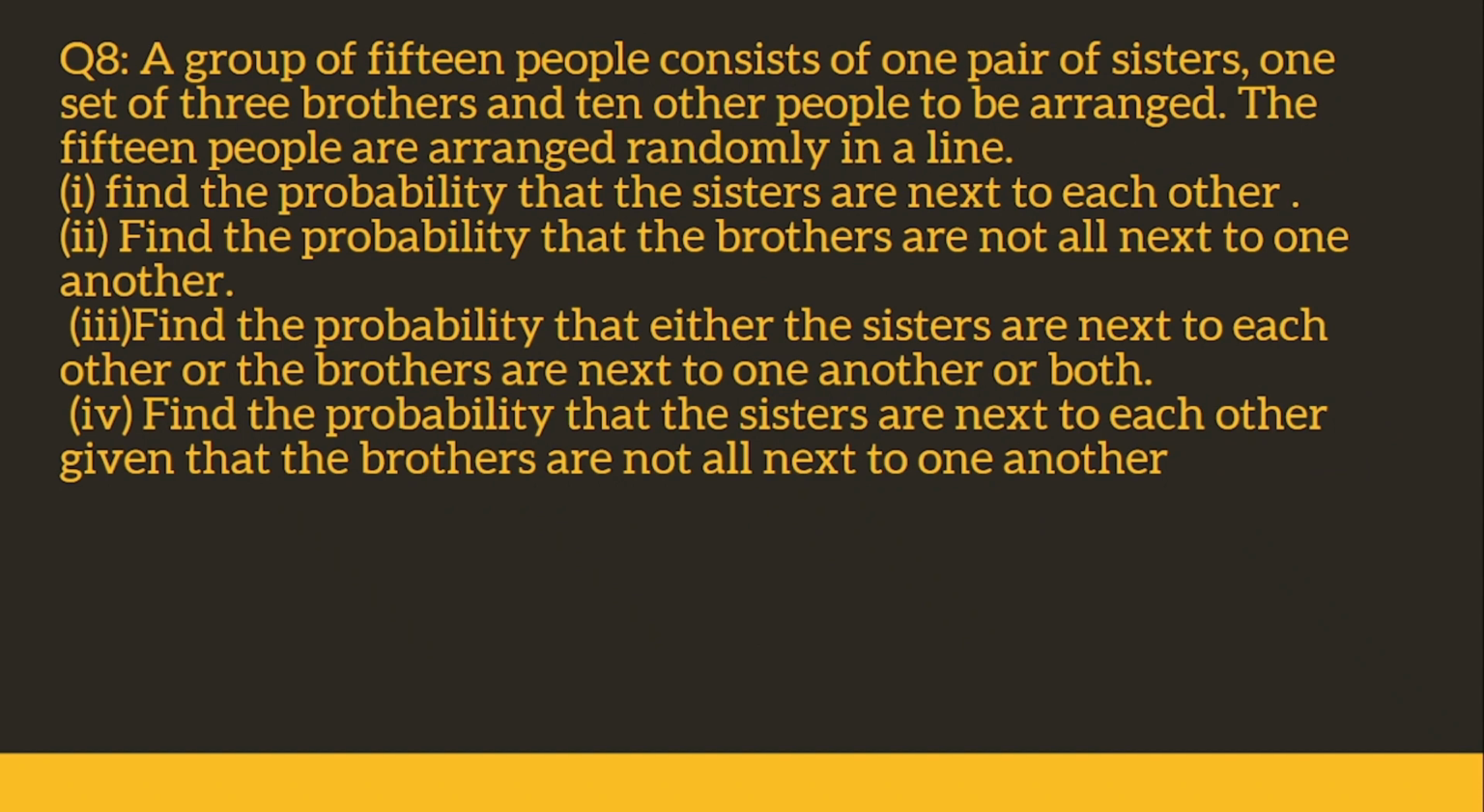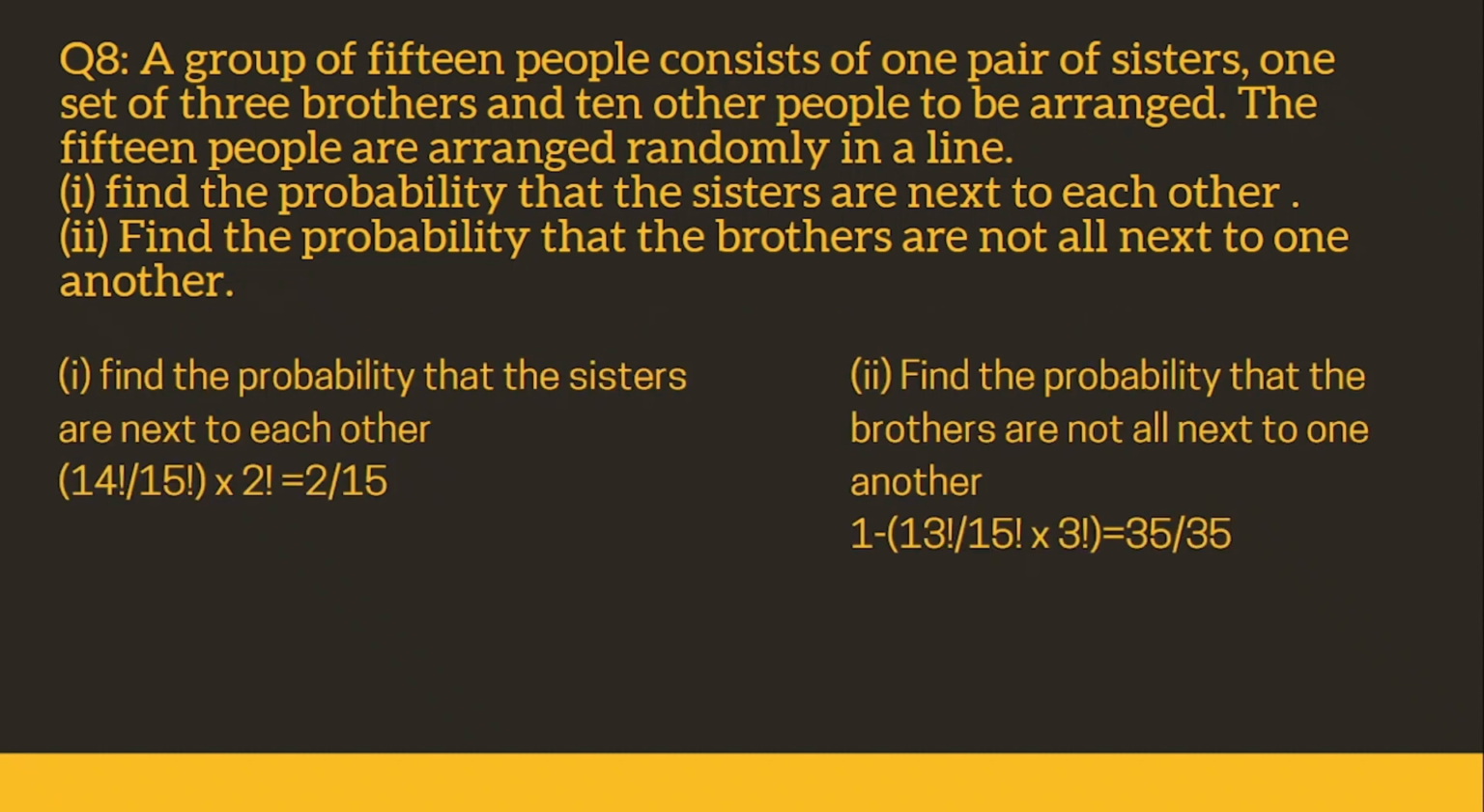Then next question: a group of 15 people consists of one pair of sisters, one set of 3 brothers, and 10 other people to be arranged. The 15 people are arranged randomly in a line. Find the probability that the sisters are next to each other, find the probability that the brothers are not all next to each other, and then find the probability that either the sisters are next to each other, or the brothers are next to each other, or both. And find the probability that the sisters are next to each other, given that the brothers are not all next to each other. So this is more of a permutation and combination question with a probability layer on top of it.